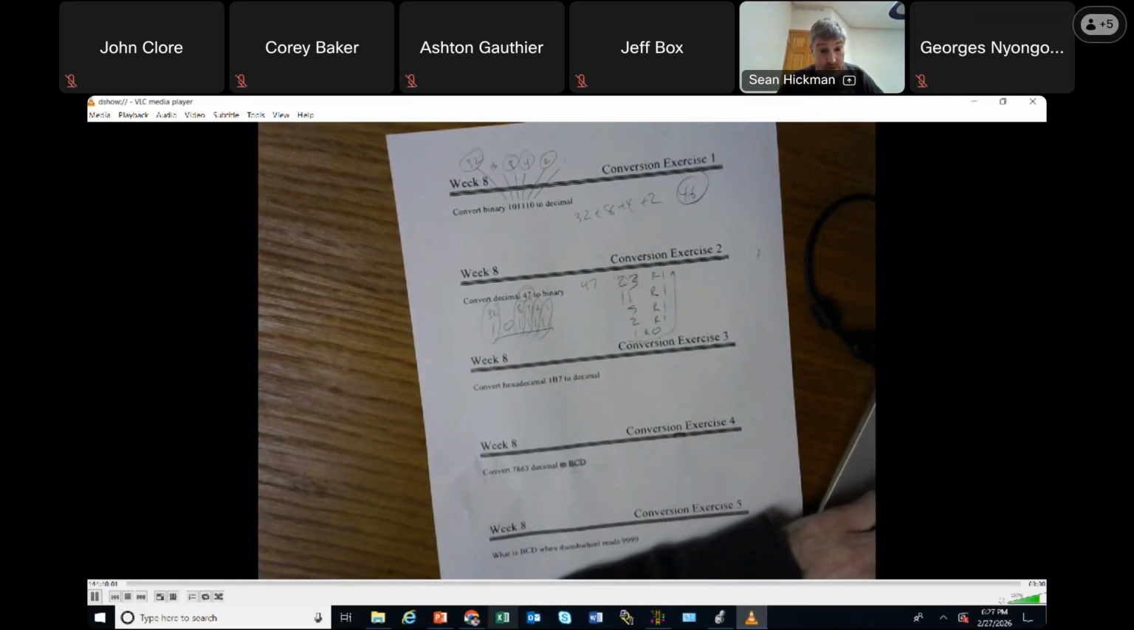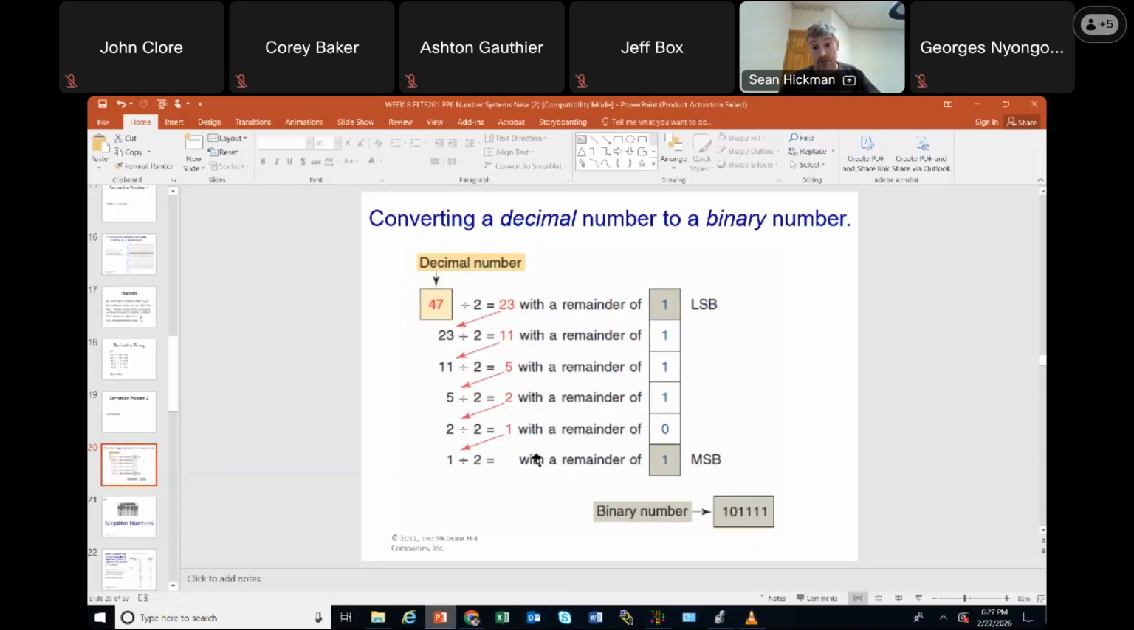And then this was the way that we did it, dividing by 2. So converting a decimal number into binary, scale of 1 to 10. How are we at on that?